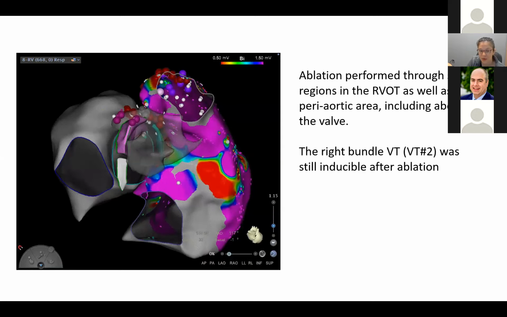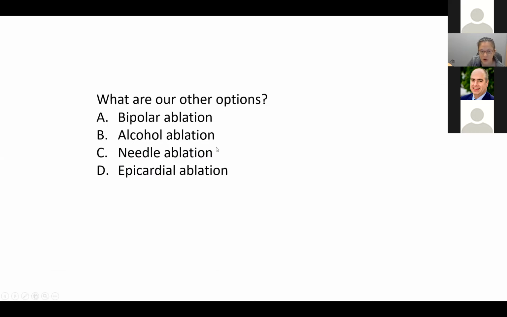Now, one of the things I would like to just mention is that it seems unlikely that we're going to be able to reach this area in between the outflow tracts with epicardial ablation. So probably of these other three, none of them is really wrong, but I probably wouldn't select epicardial ablation as the next step. But what I'd like to talk about for the next little bit is, can imaging help?